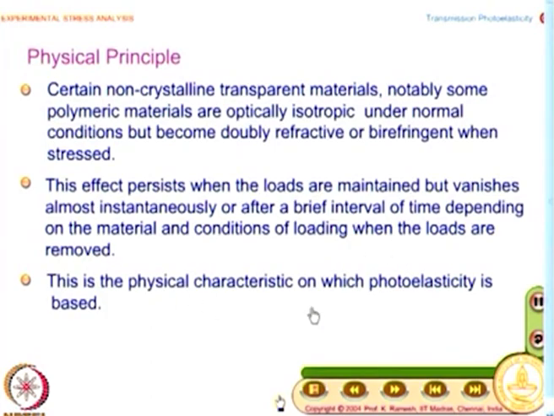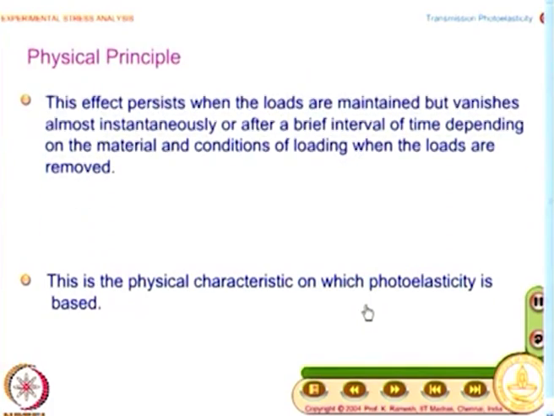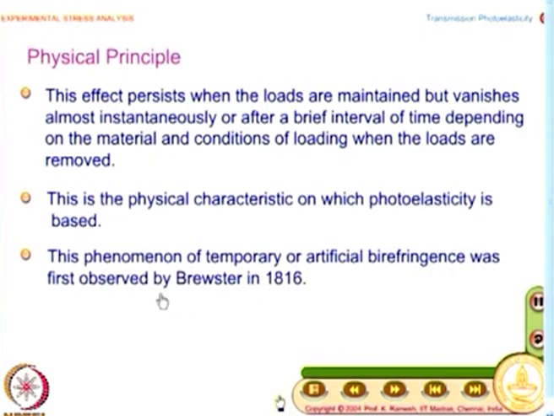This is a physical characteristic on which photoelasticity is based. And when was this identified? It was identified way back in 1816 by Brewster. So, as a physical phenomenon, this was identified by Brewster in 1816, but it took a long time to become a matured experimental technique.